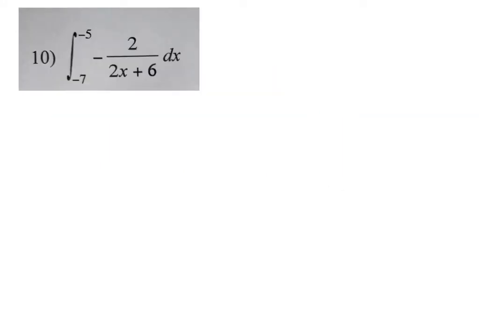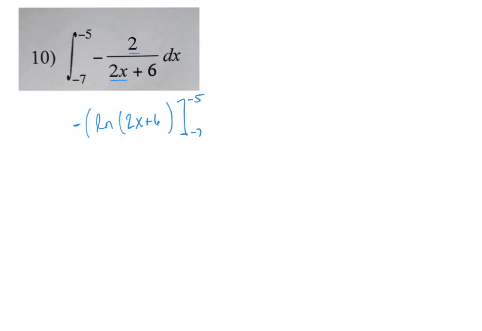For the next one, you are just going to do natural log because it's a denominator to the first power. You do need to check your derivative. So your derivative here is 2, and you have a 2. We're good. You can pull that negative out. So you end up with a negative pulled out, and then you have natural log of 2x plus 6 from negative 7 to negative 5. And then just plug it in.